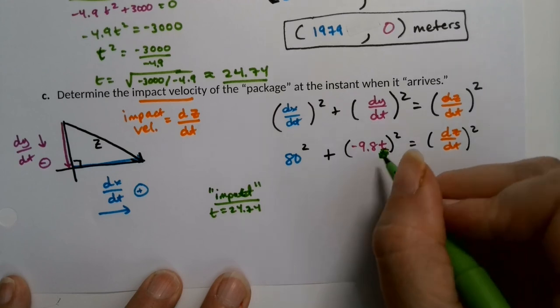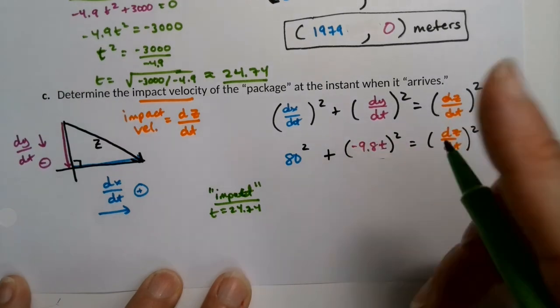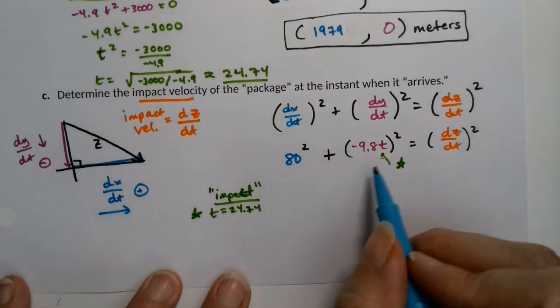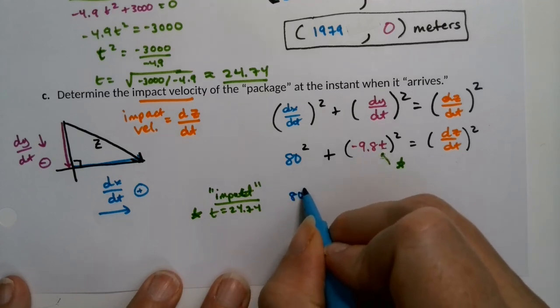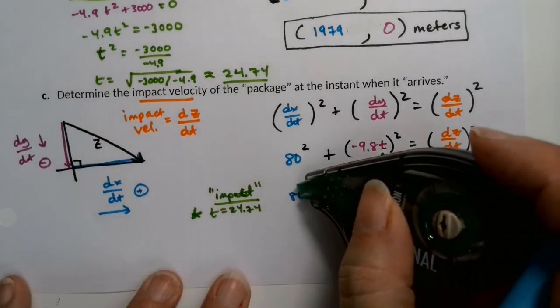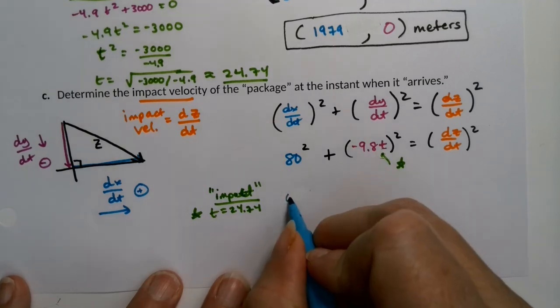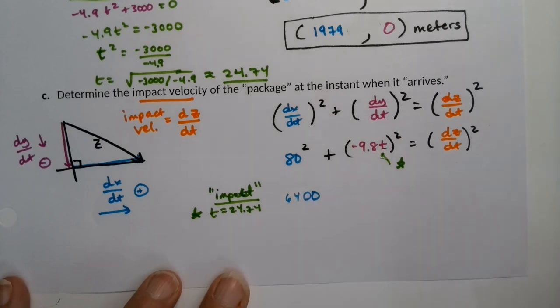I'm going to plug in that value right there. So I'm going to take 80 squared plus this number squared, right? And I'll get, let's see, 80 squared, which I know, 6,400. Give me 1 second, just looking for a pen. 64, because 8 times 8 is 64, and then 0, 0 makes 6,400.